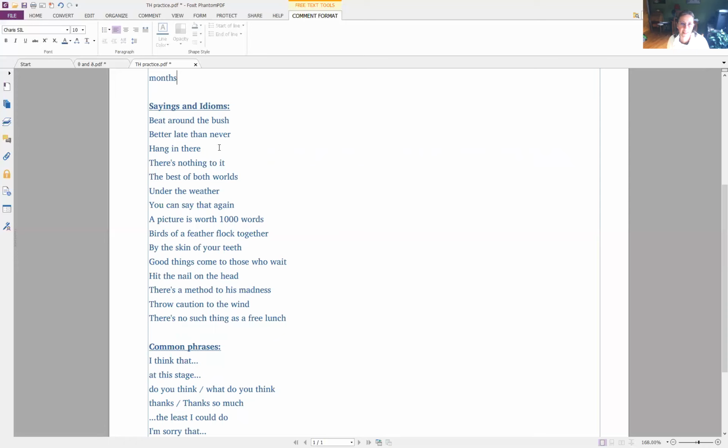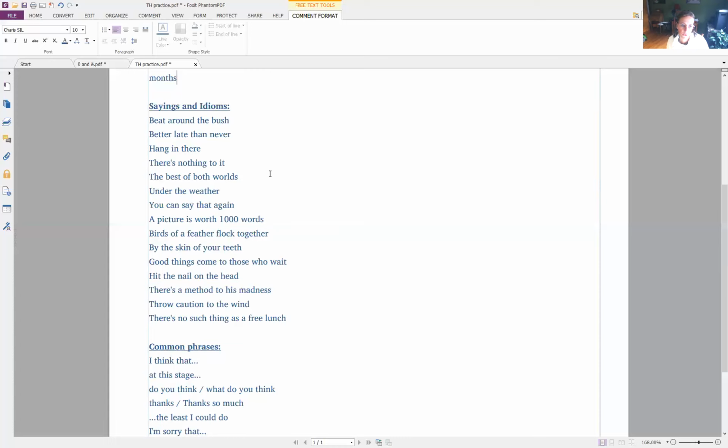Hang in there. There. You can hear that TH is just very, very small. Placement is good. It doesn't sound sharp like an S or a Z, and it doesn't sound quick and tight like a T or a D. Hang in there. There's nothing to it. You'll oftentimes hear people say nothing, right? Because this is very slangy. There's nothing to it. The best of both worlds.